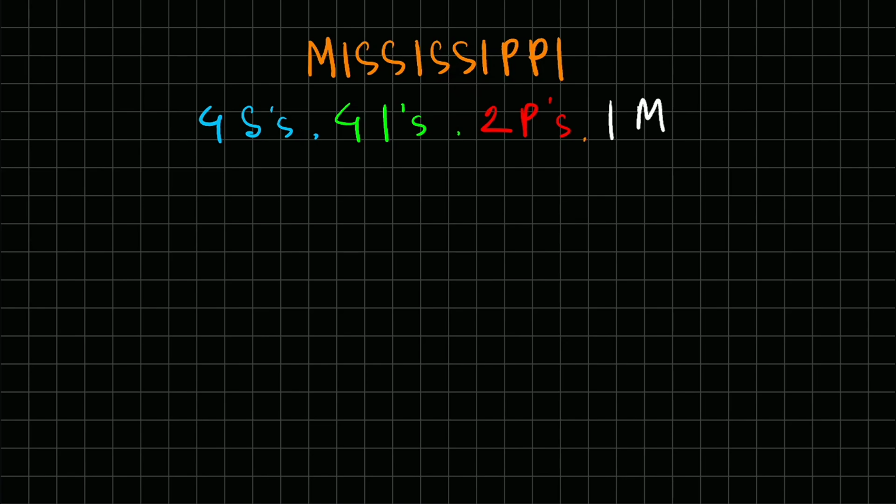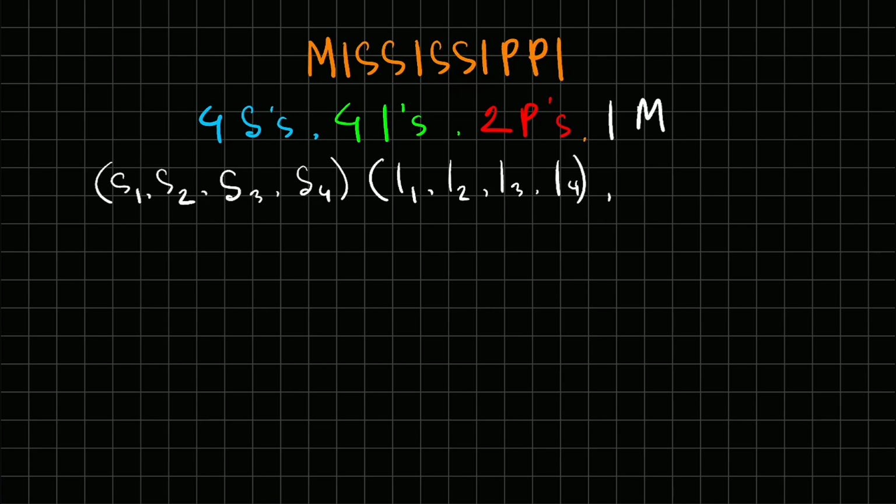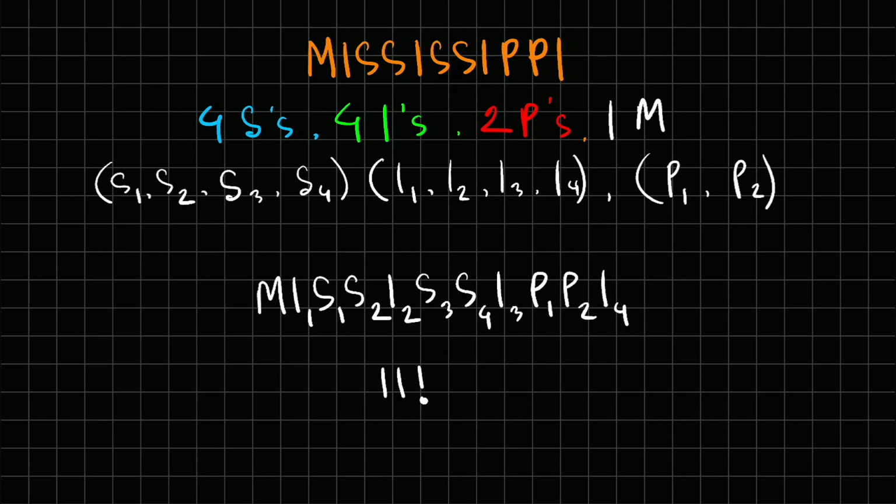So in case of Mississippi, we will assume that there are 4 distinct S's, S1, S2, S3 and S4. Similarly, we will assume that there are 4 distinct I's and 2 distinct P's. So as there are 11 distinct alphabets in Mississippi, we can rearrange them between each other in 11 factorial different ways. Now the 4 S's permute between them in 4 factorial different ways, 4 I's also in 4 factorial different ways, and 2 P's in 2 factorial different ways.